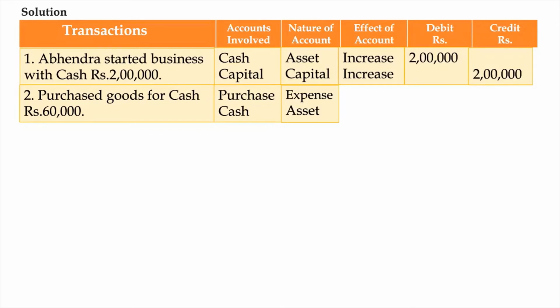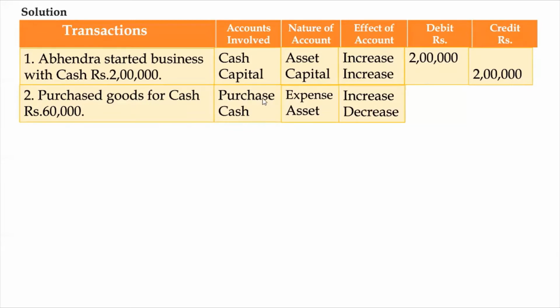So we have mentioned the nature of account also. Now here, purchase means that is expense. Expense is increasing and cash is decreasing, because when you purchase goods, you pay money. So your money is transferred to that person. Okay, so cash is decreased from your side. So expense increases and asset decreases in this transaction. Okay, so in this transaction, purchase goods for cash rupees 60,000. Which type of account is involved? First one is purchase account. The second one is cash account.